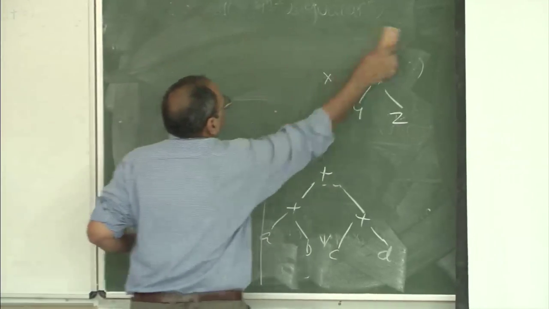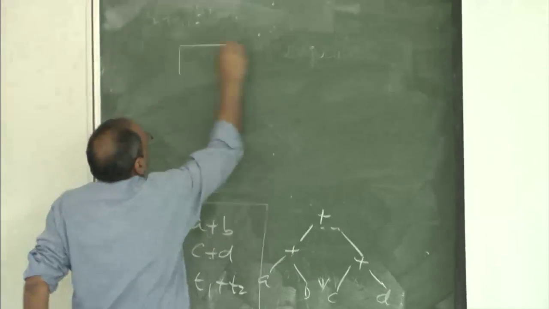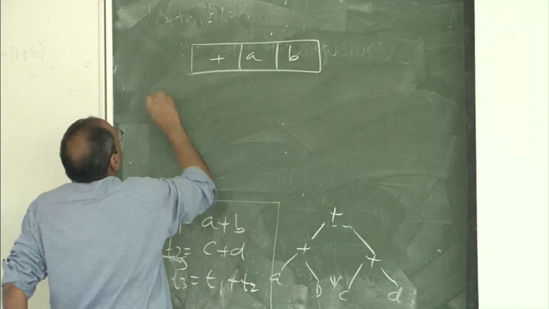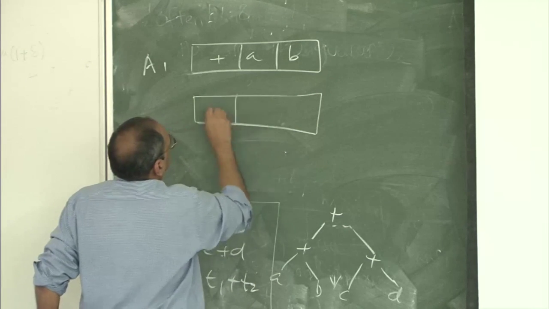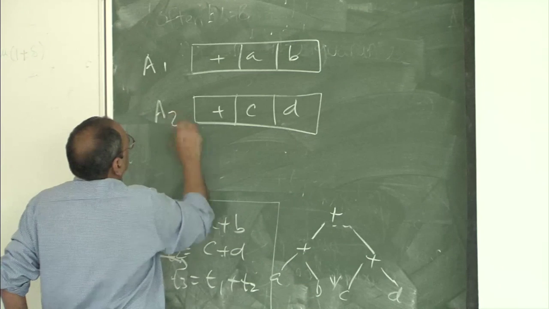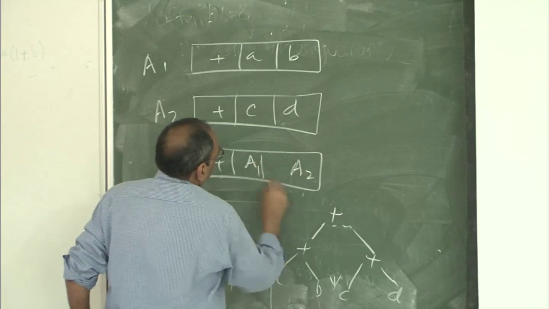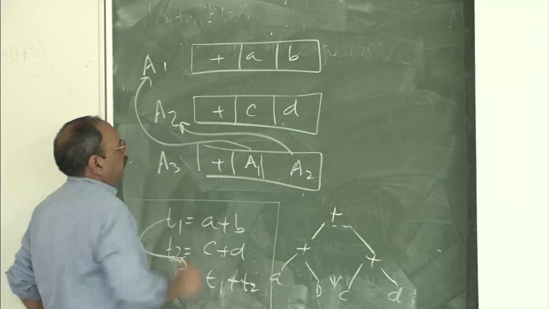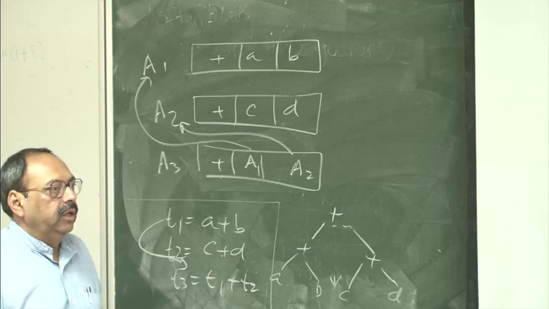In fact, another way to write three address code is to linearize it and, instead of using temporary names, use memory addresses. So I can put the code into this form: plus A B, and this instruction is at some address A1. Then I can also write plus C D, and this is address A2, and then address A3 is nothing but plus A1 A2. This is another notation which is commonly used, and these are really pointers. So instead of using temporary names, I can also use addresses. Various kinds of representations are used here.